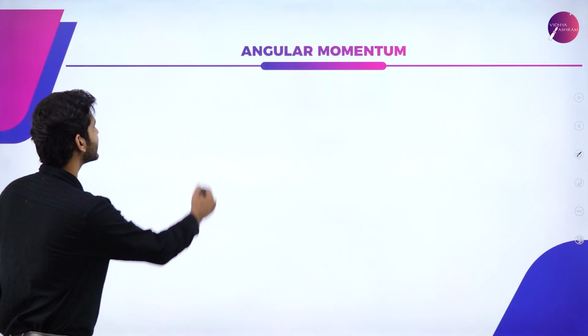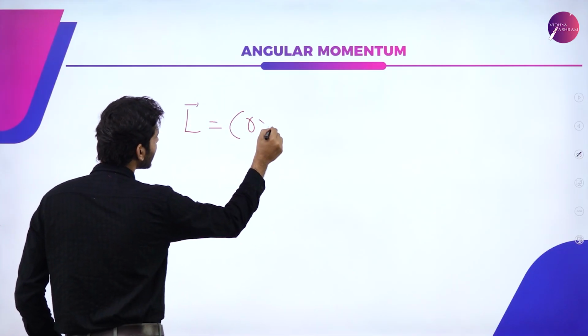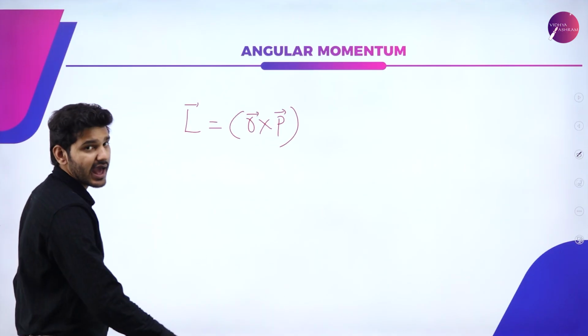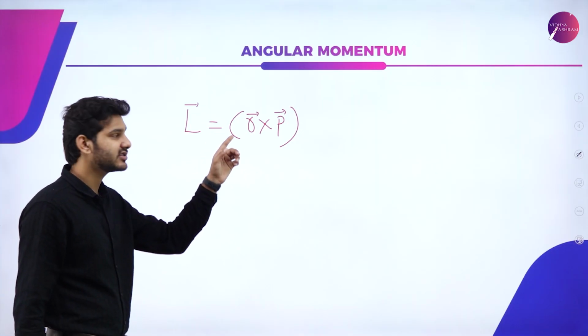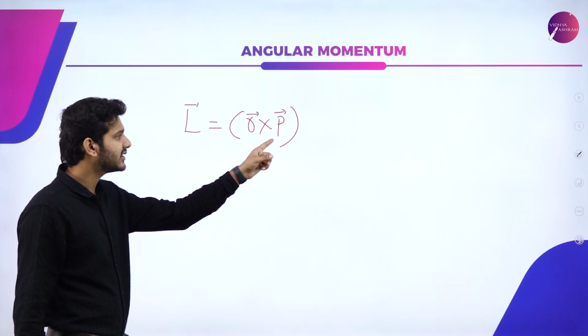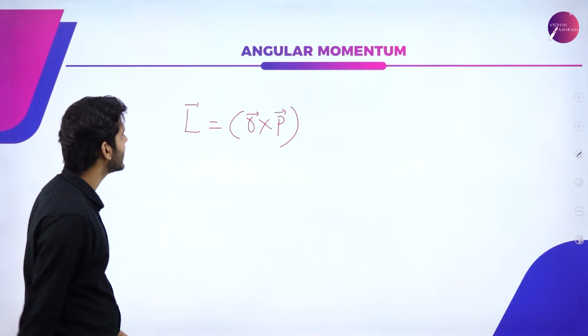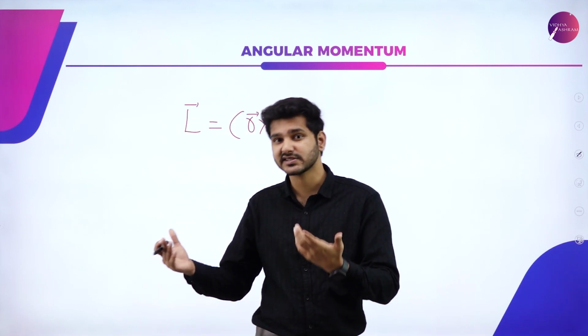Angular momentum is a vector quantity, L is equal to r cross p. Its SI unit I am leaving to you, because you have the equation: this is a length quantity and this is momentum in linear terms. You can figure out the SI unit, it's very easy. So again, this is one way of expressing angular momentum. This is the general sense.